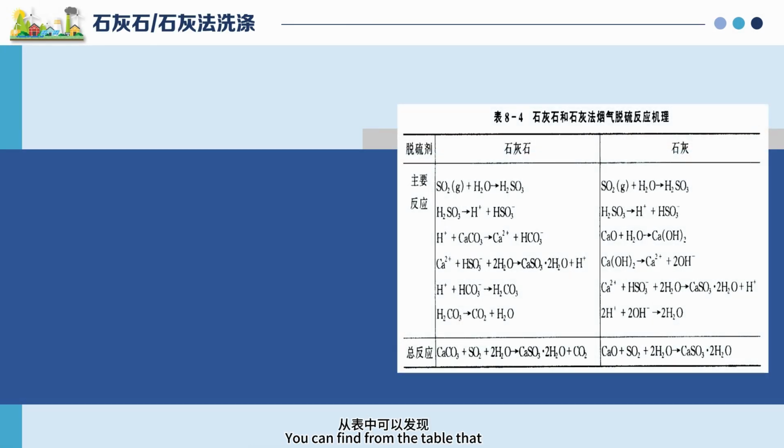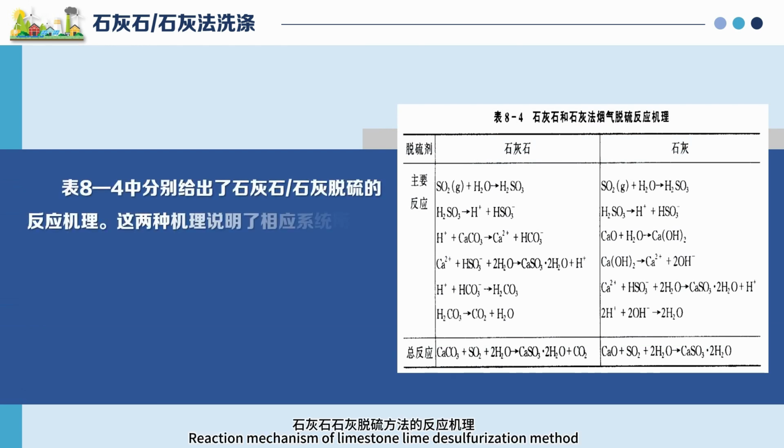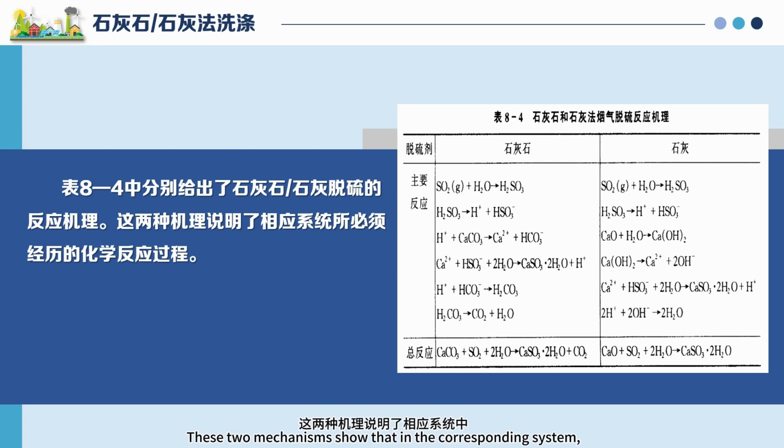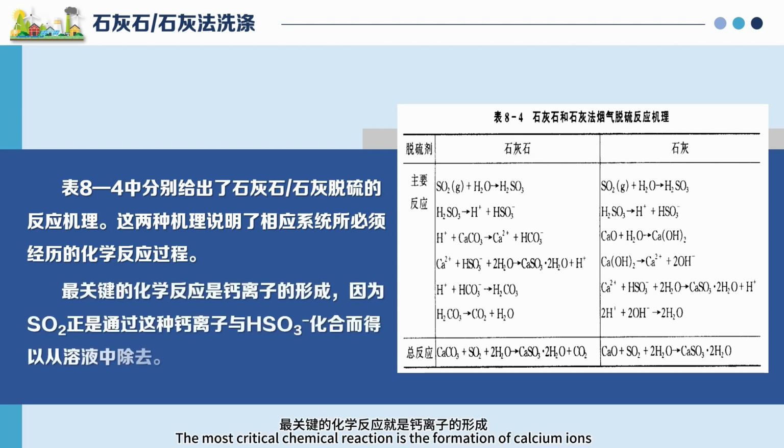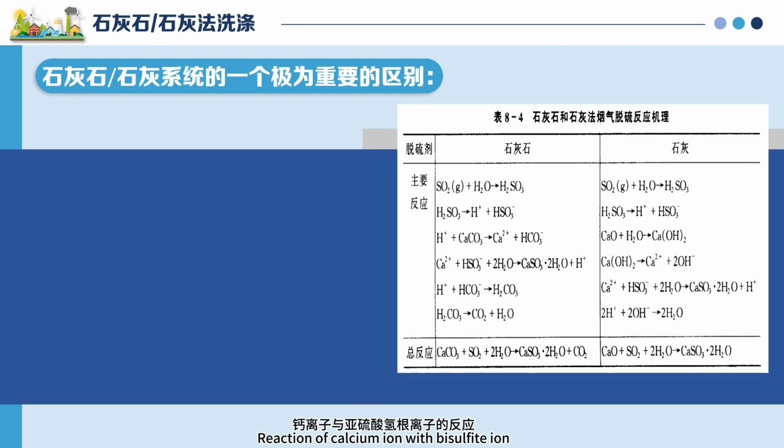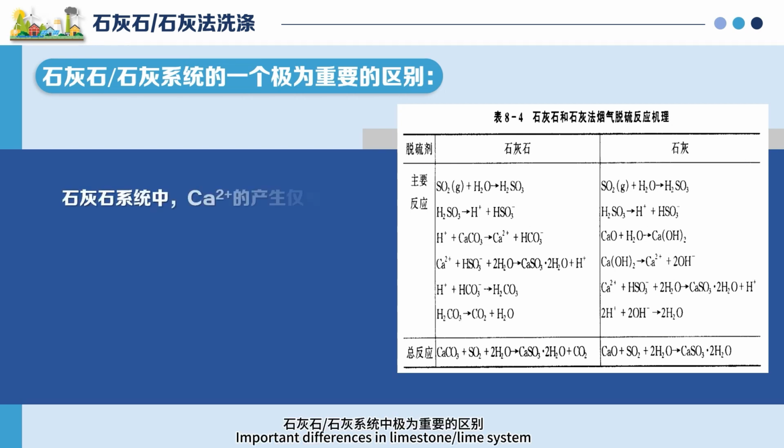You can find from the table the reaction mechanisms of the limestone-lime desulfurization method. These two mechanisms show the chemical reaction process that must be experienced in the corresponding system. The most critical chemical reaction is the formation of calcium ions, because sulfur dioxide is removed from the solution through the reaction of calcium ion with bisulfite ion. This key step also highlights important differences in the limestone/lime system.